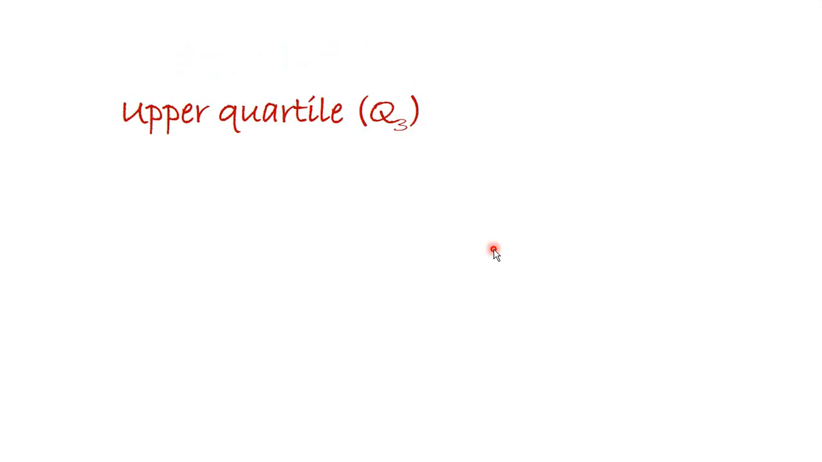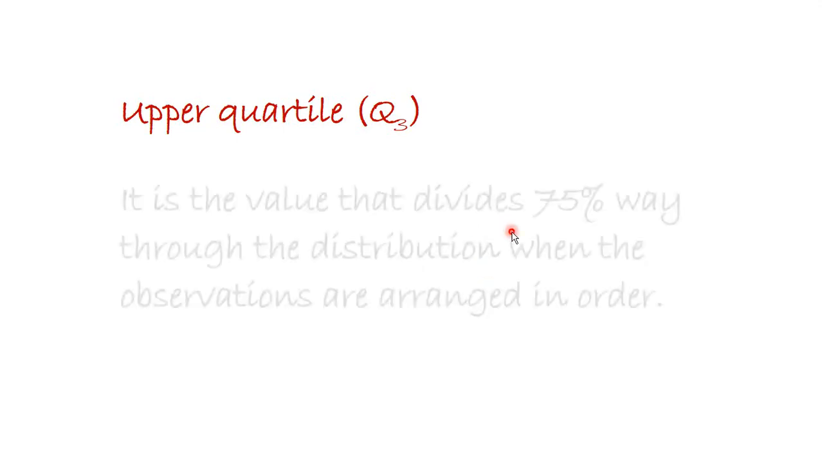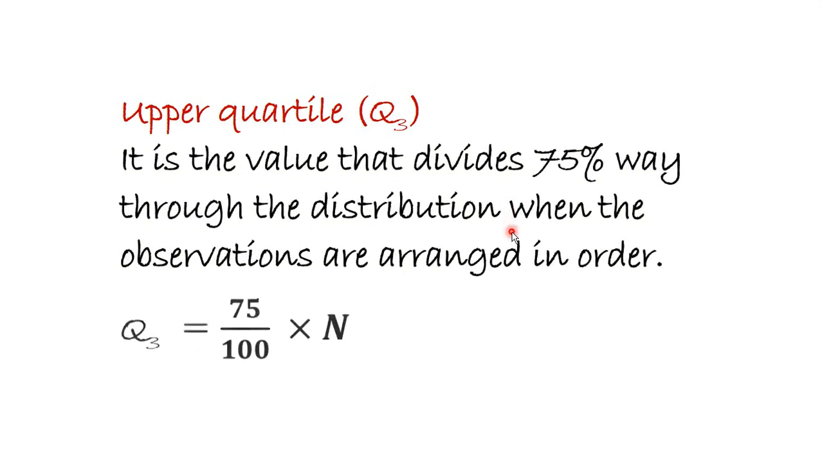Let's also look at the upper quartile, which is represented using Q3. The upper quartile is the value that divides 75% way through the distribution when the observations are arranged in order. So Q3 is going to be given as 75 over 100 times the number of observations. We shall be in position to do this in the next lesson, and we shall see exactly how to come up with this upper quartile and the lower quartile.